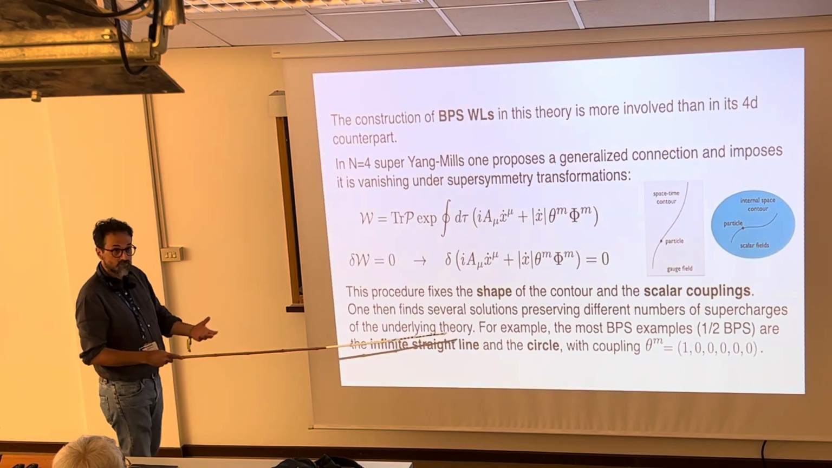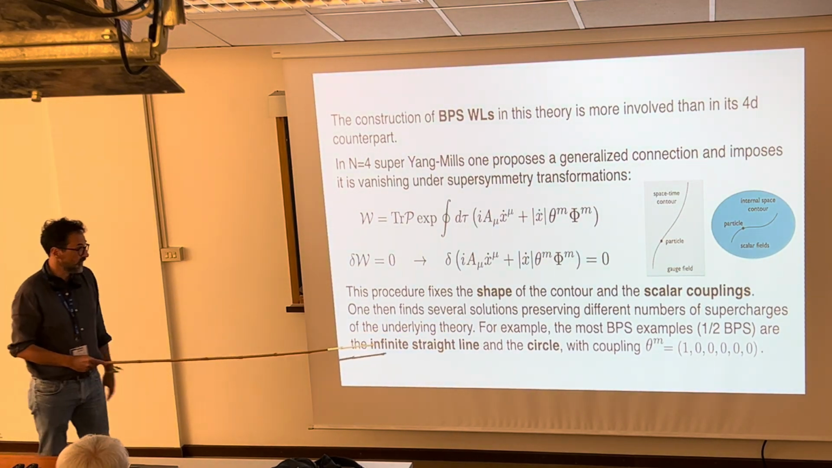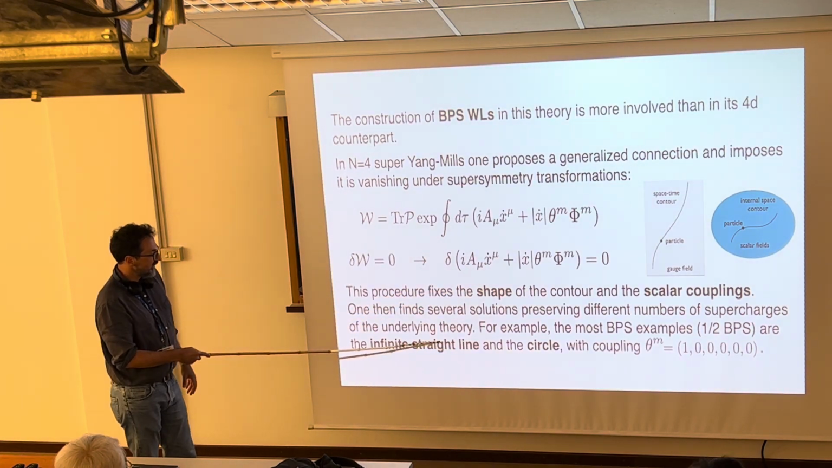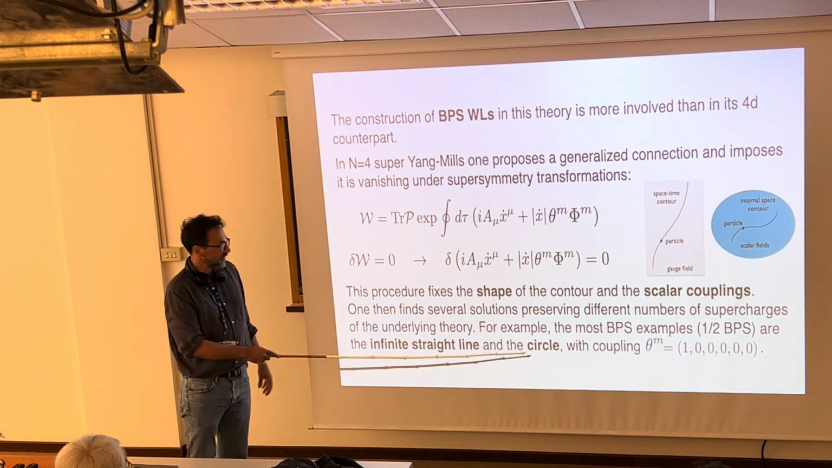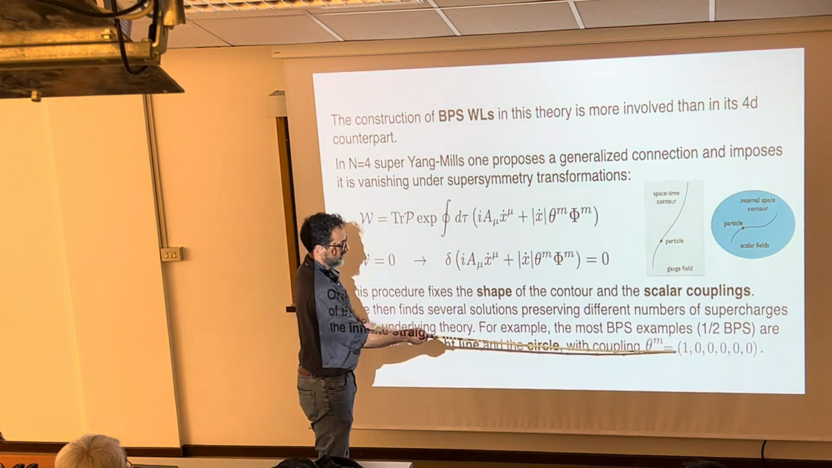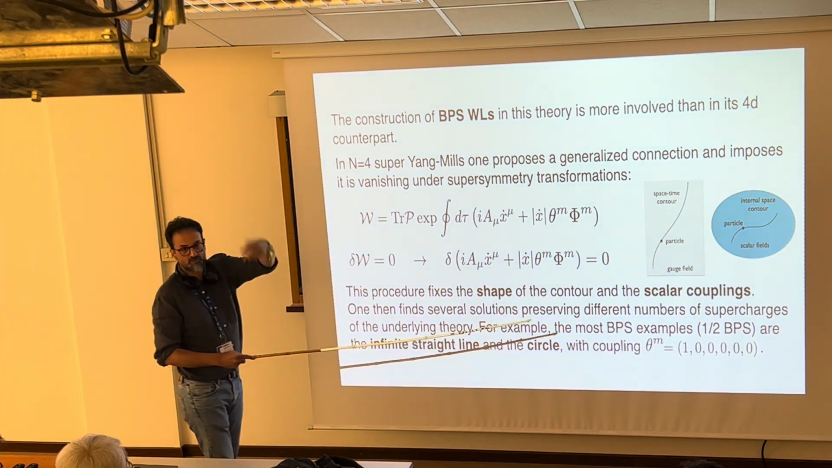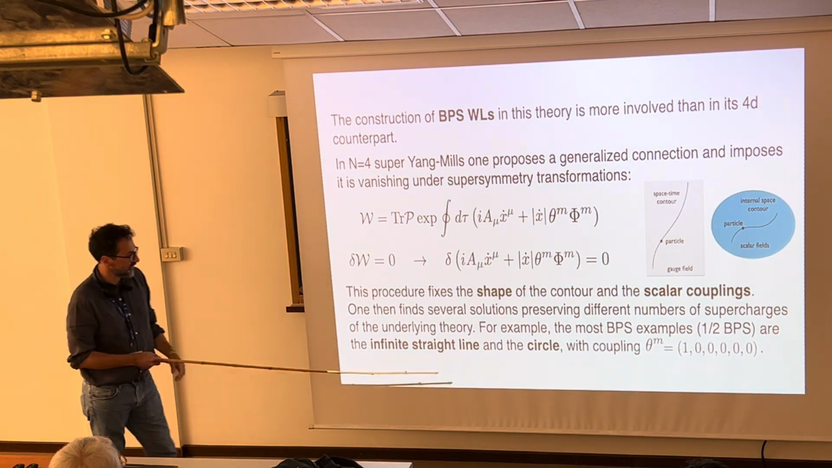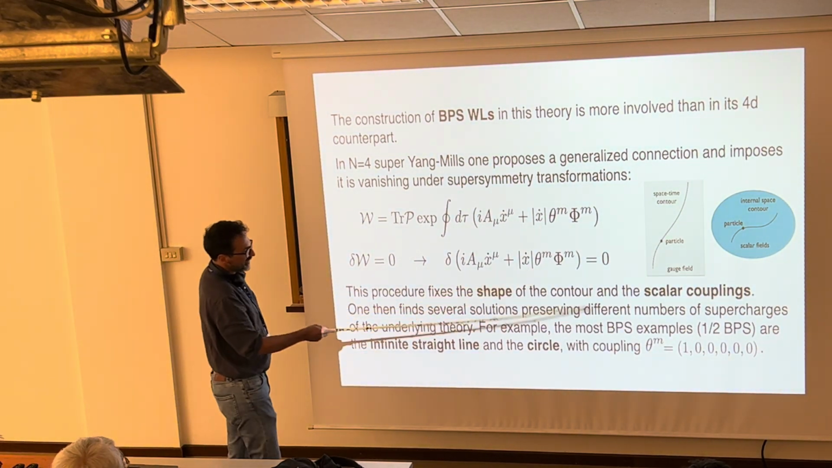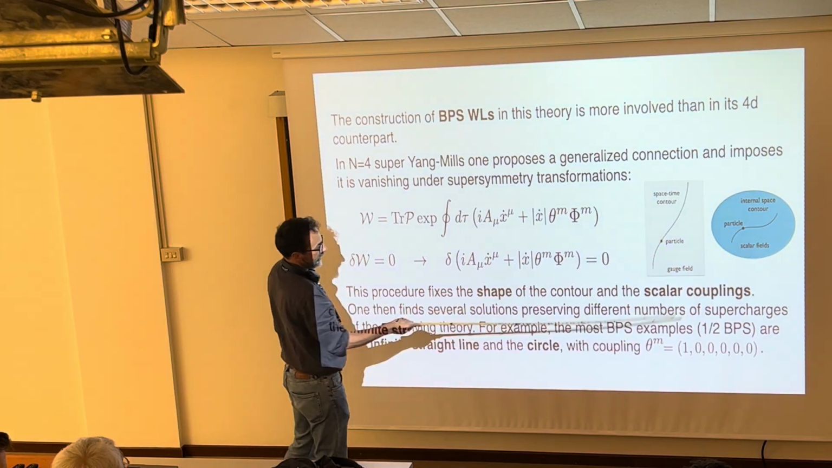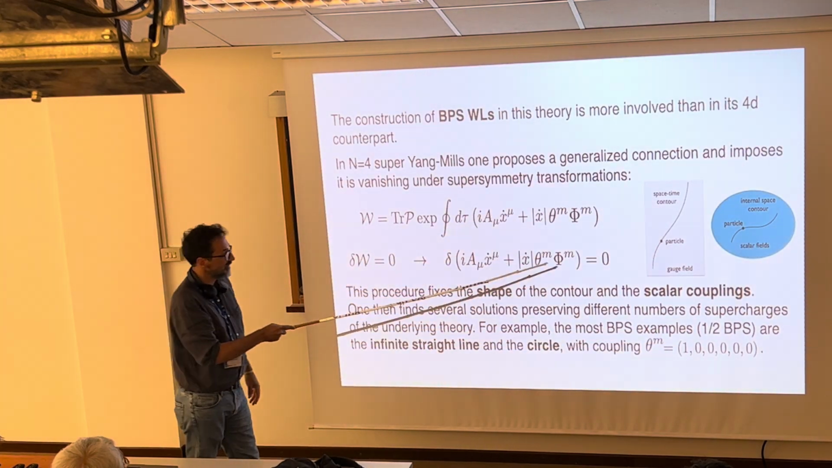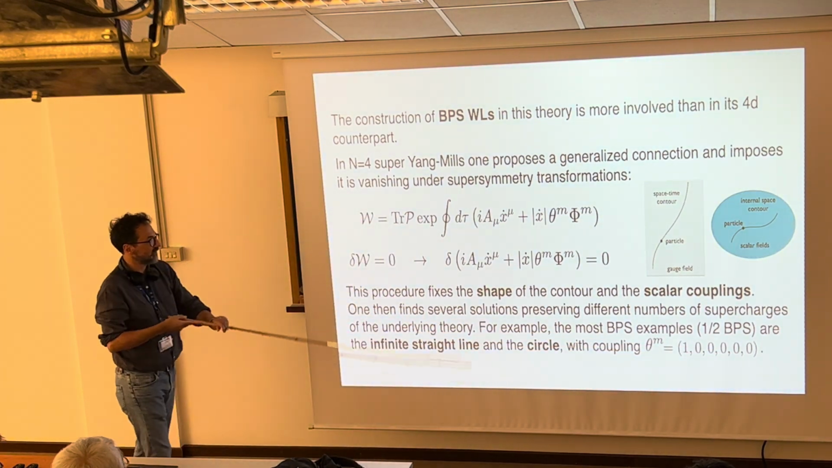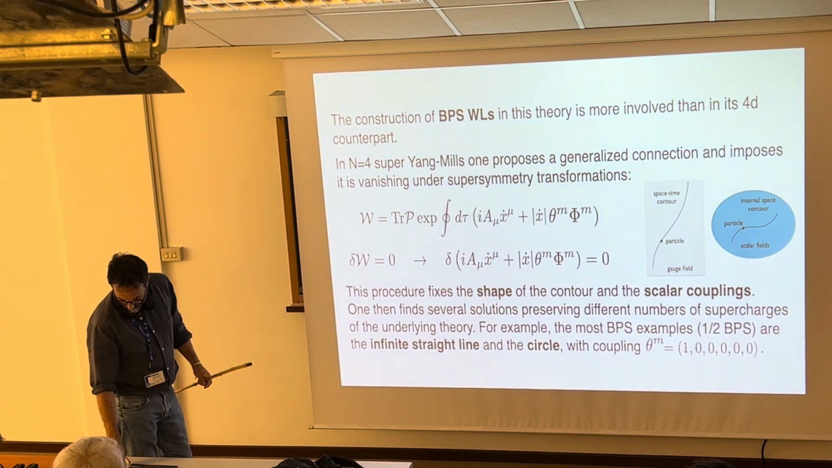So for example, the most BPS examples, which are the 1/2 BPS operators, are the ones in which x is the infinite straight line or a circle. And the coupling is just a unit vector which you can take to point in any particular direction. So in particular, this coupling will break the SO(6) R-symmetry of the theory down to SO(5), right? Because you have to pick one direction. You have to couple the operator to one particular scalar.